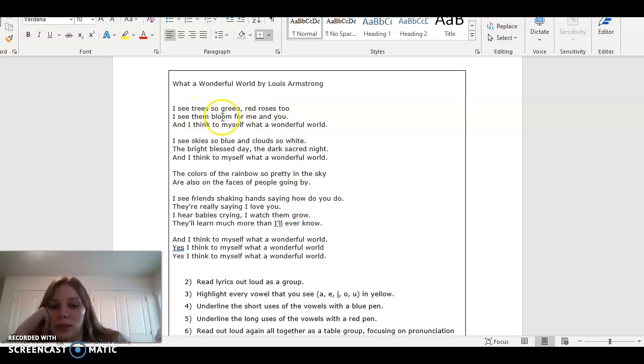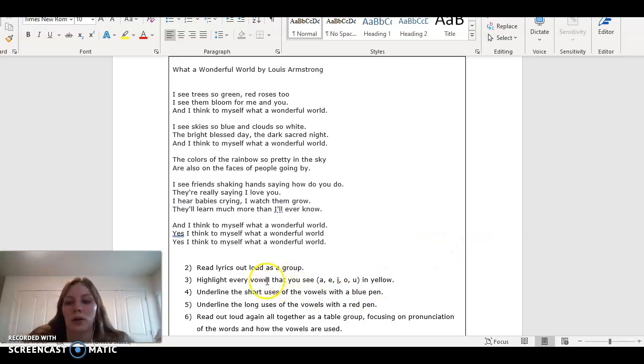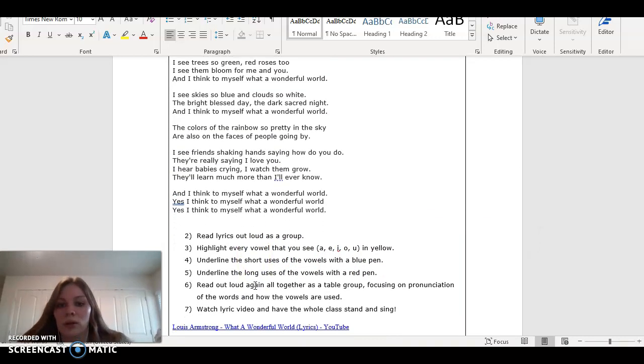And so they will pick one person in their group to read the lyrics out loud, one person to highlight every vowel, one person to underline the short uses of vowels in a blue pen, and underline long uses of the vowels in a red pen. I just picked random different colors so the students can see the differentiation. And then all together, they will read it out loud again as their table group, saying the words at the same time, their little portion, focusing on the pronunciation.